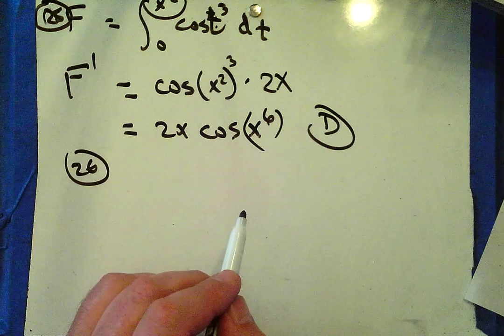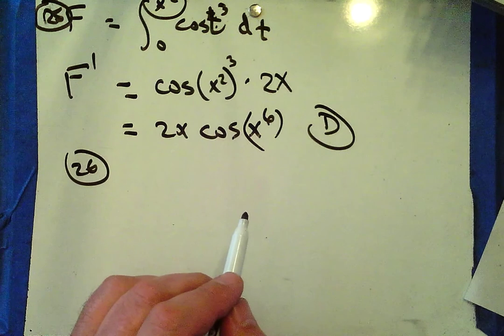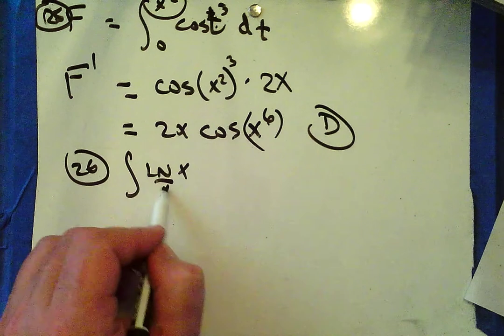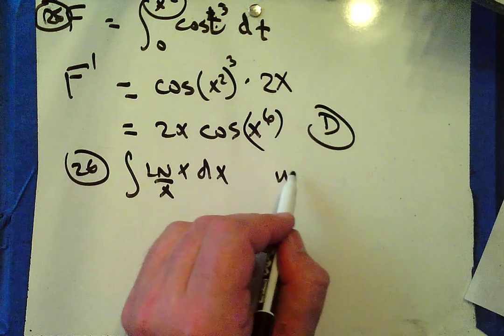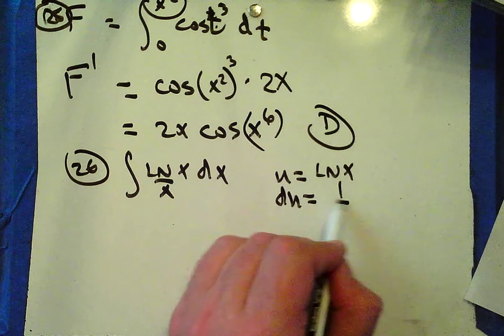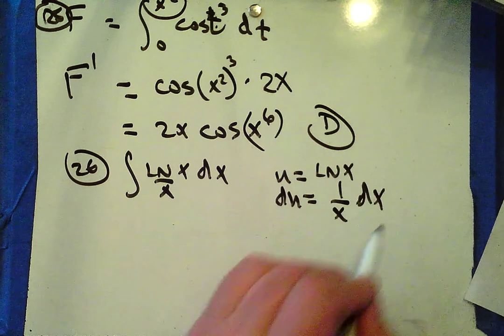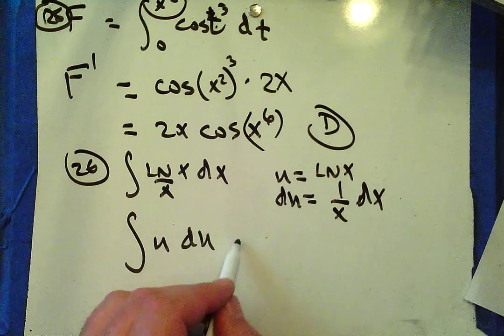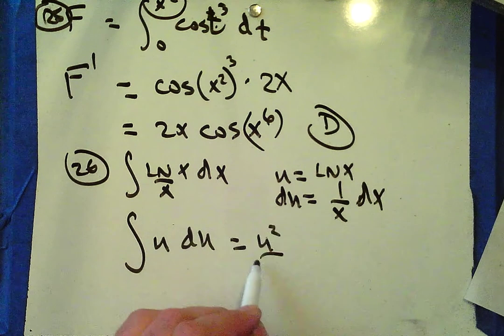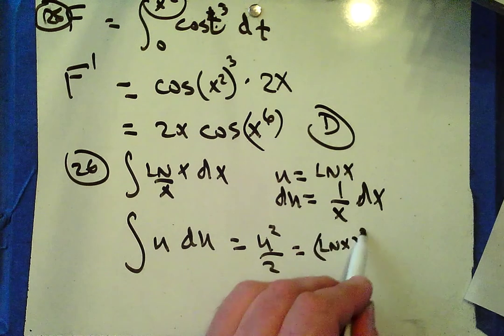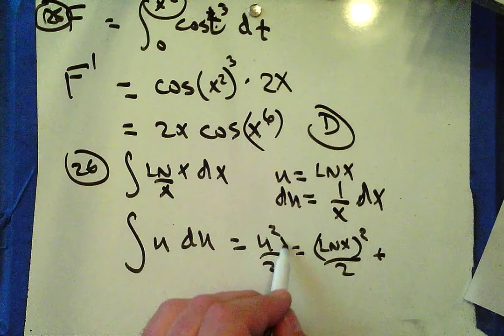26 says the integral of ln of x over x dx. This is a u sub where u equals ln of x and du equals 1 over x dx. So this becomes the integral of u du, which is u squared over 2, or ln of x squared over 2. Don't forget the plus c.